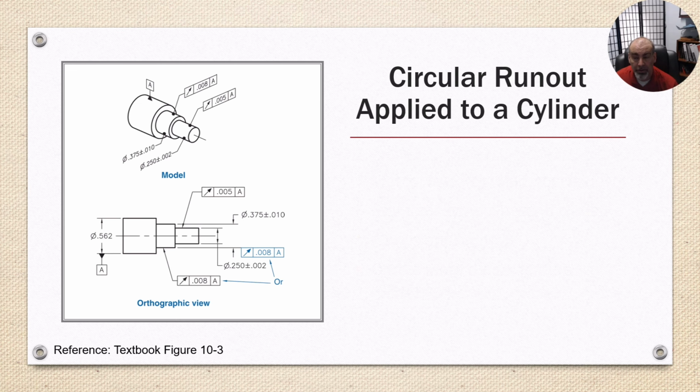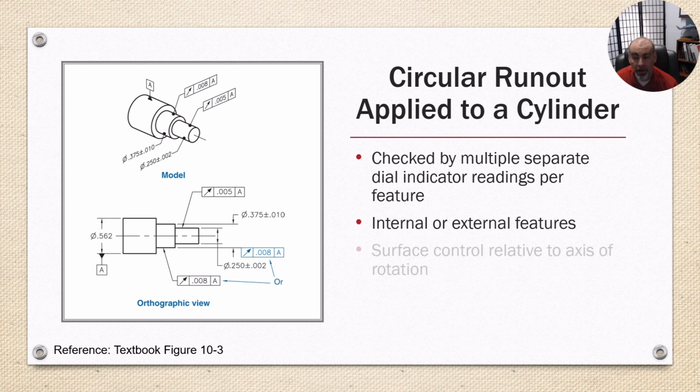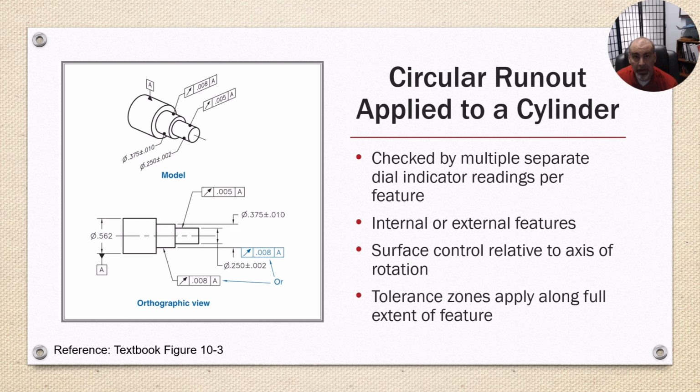Circular runout applied to a cylinder. It's checked by multiple separate indicator readings per feature. Internal or external features could apply, and it's a surface control relative to the axis of rotation. The tolerance zone is applied along the full extent of the feature.